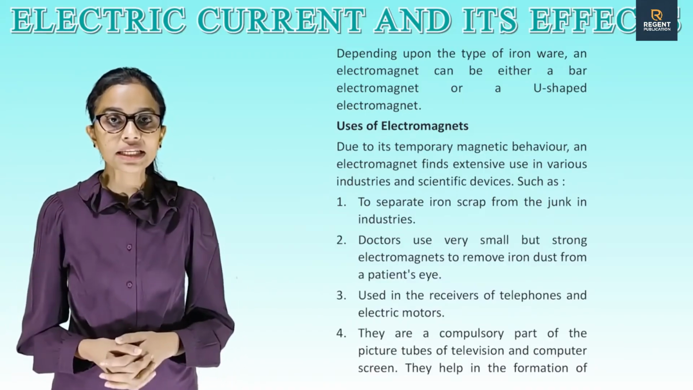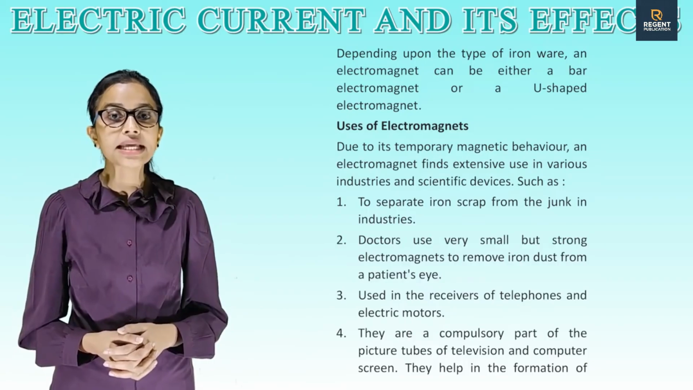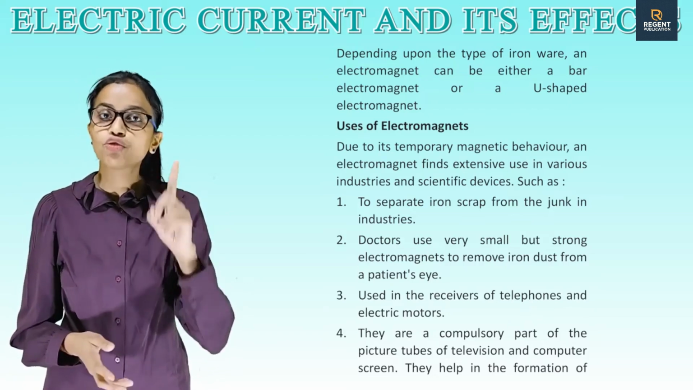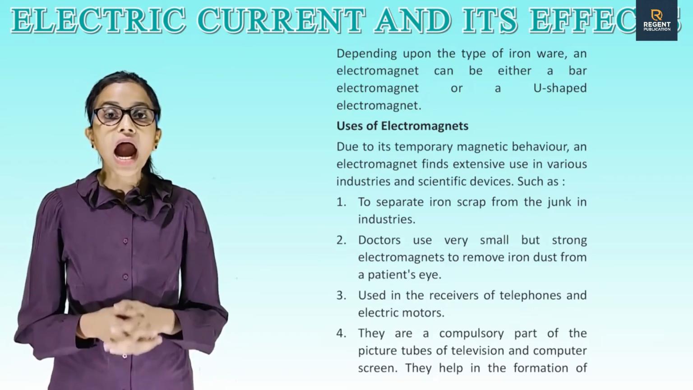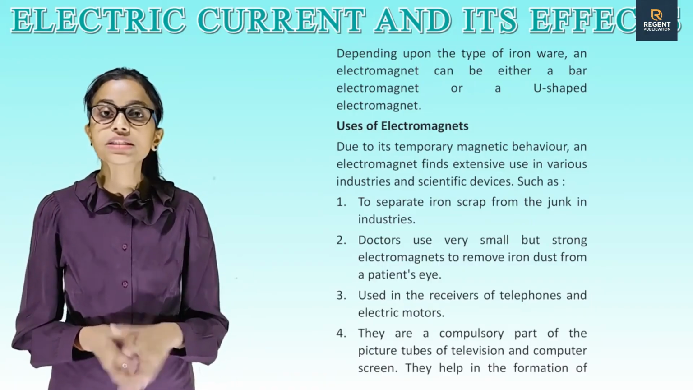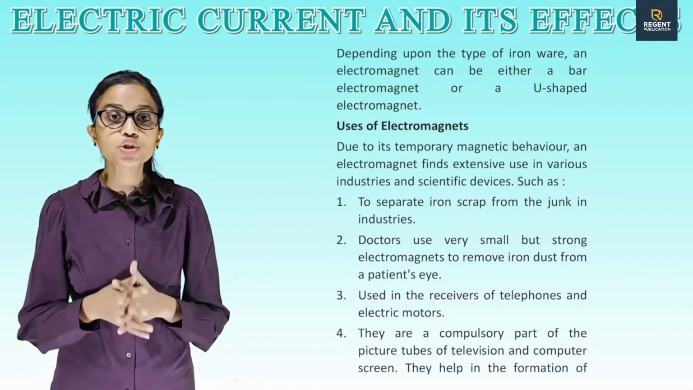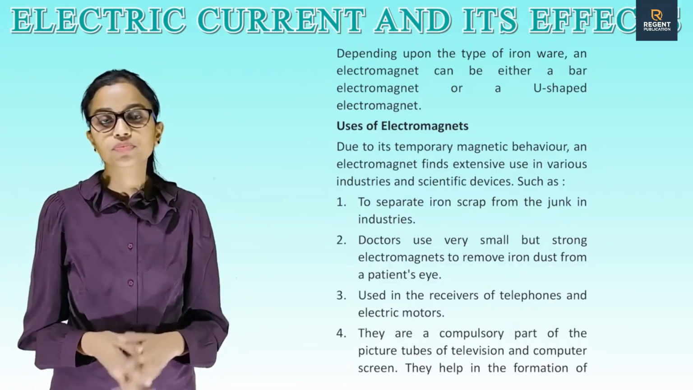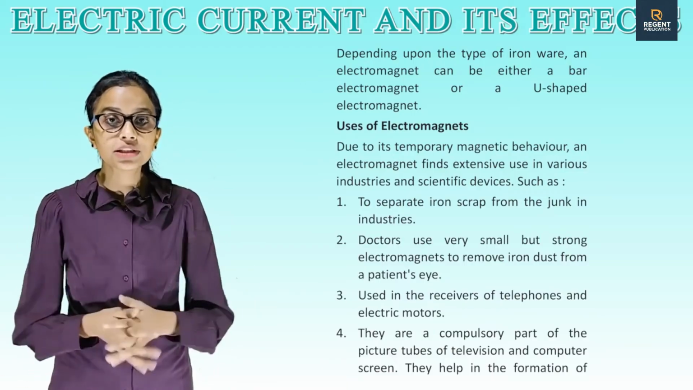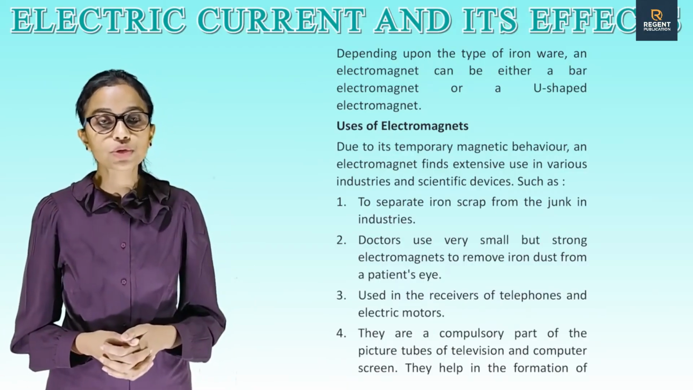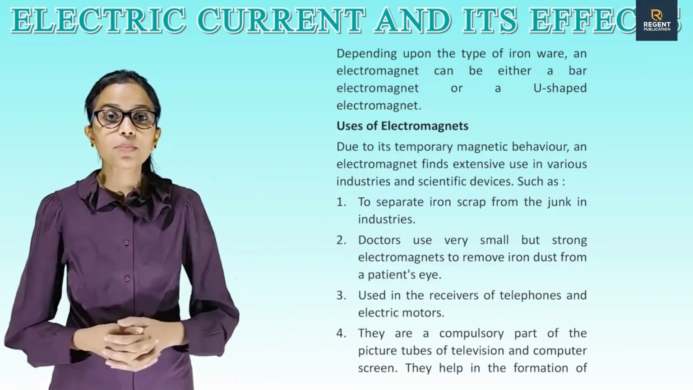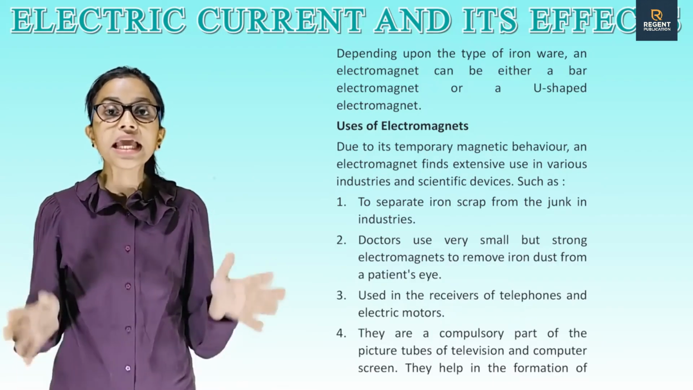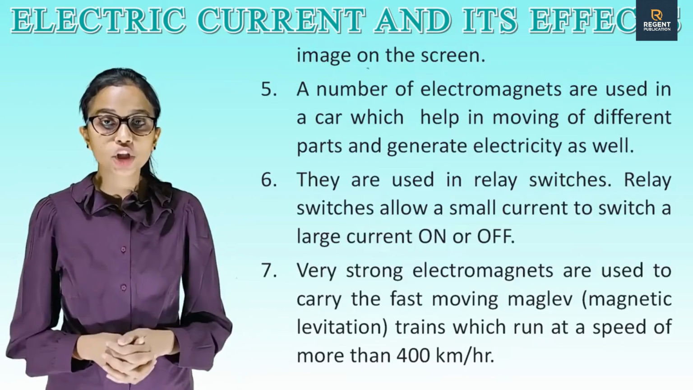Due to its temporary magnetic behavior, an electromagnet finds extensive use in various industries and scientific devices, such as: first, to separate iron scrap from the junk in industries. Second, doctors use very small but strong electromagnets to remove iron dust from a patient's eye. Third, used in the receivers of telephones and electric motors. Fourth, they are a compulsory part of the picture tube of television and computer screen. They help in the formation of image on the screen.